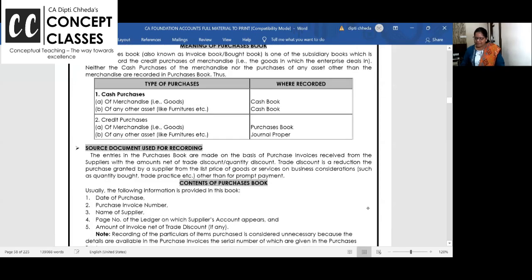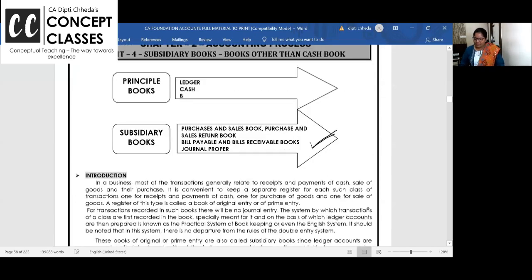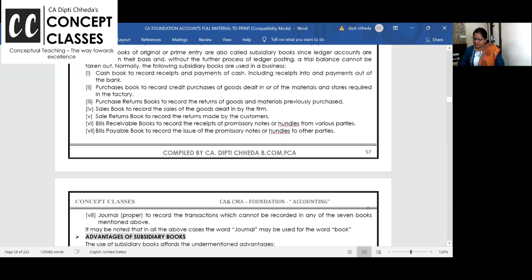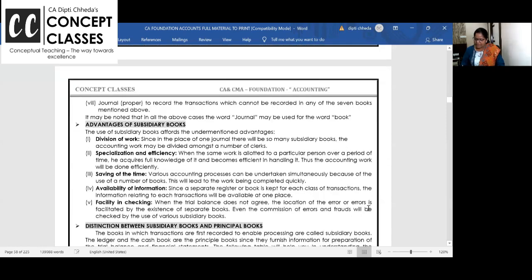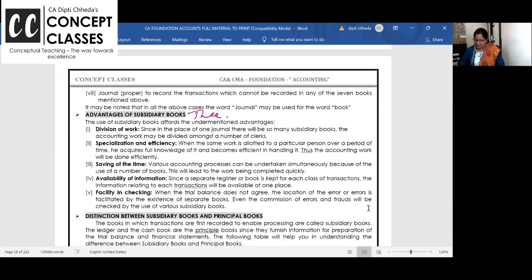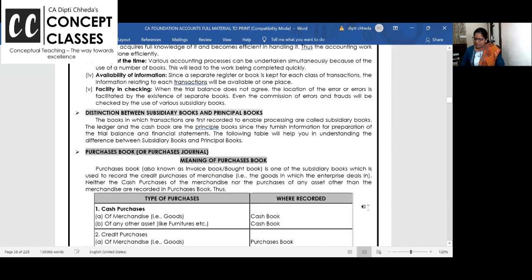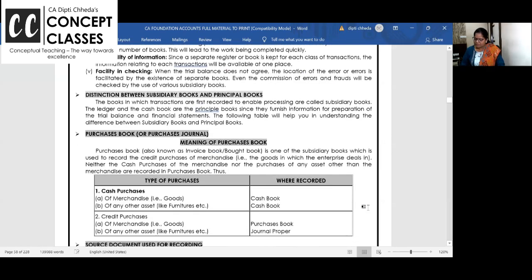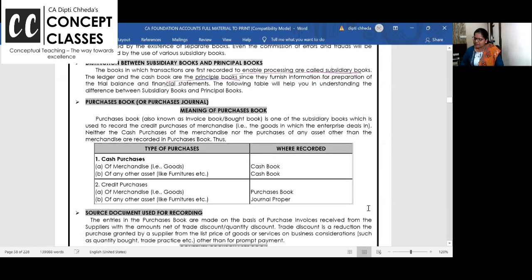Look at the screen. We have already finished this introduction. I hope you all have read it at home. What are the advantages? Theory question: distinction between subsidiary books and principal books. The books in which transactions are first recorded are called the subsidiary books. Ledgers and cash books, where we do the postings, are called the principal books. Okay, right.